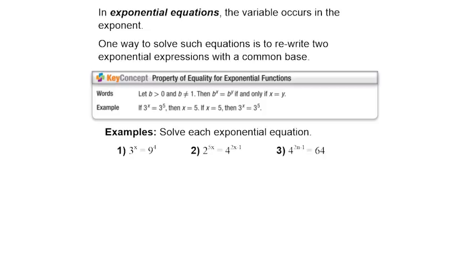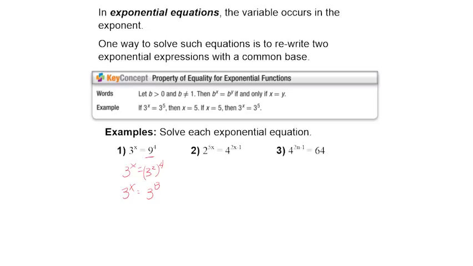I have here for number 1, 3 to the x power is equal to 9 to the 4th power. I don't know what x is. However, could I rewrite 9 as having a base of 3? So rewrite this as 3 to the x power is equal to, well, 9 is 3 squared, so this would be 3 squared to the 4th power, or 3 to the x power is equal to 3 to the 8th power.